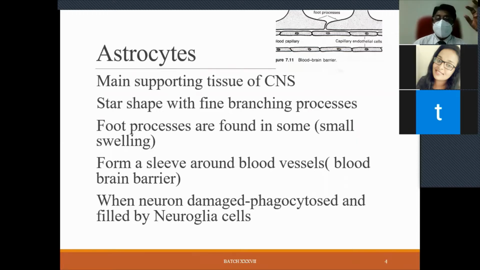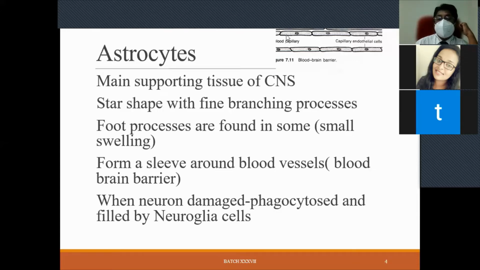So why is it like that? Because it forms a sleeve, right, around the blood vessel. Sleeve means a covering, right? Just like if I show you my shirt, this is a sleeve, right? It covers the whole arm. So a similar covering is there. It covers around the blood vessel.